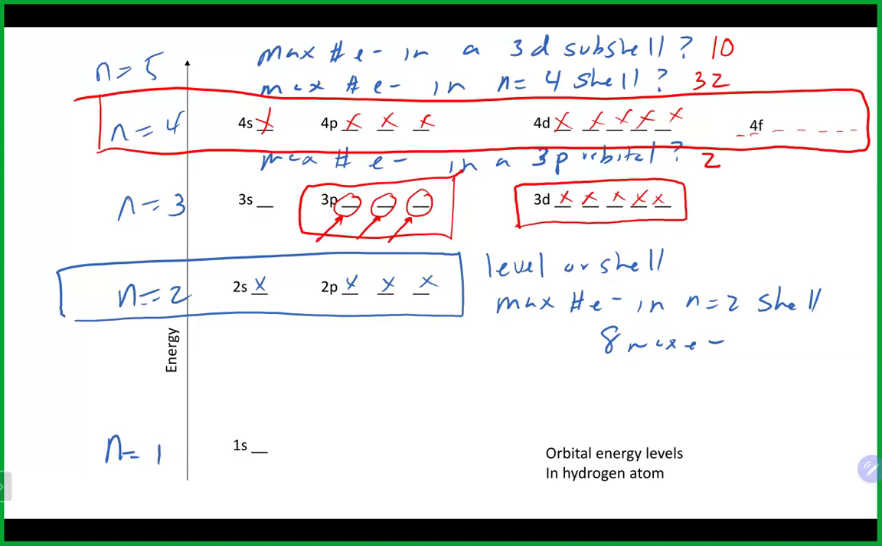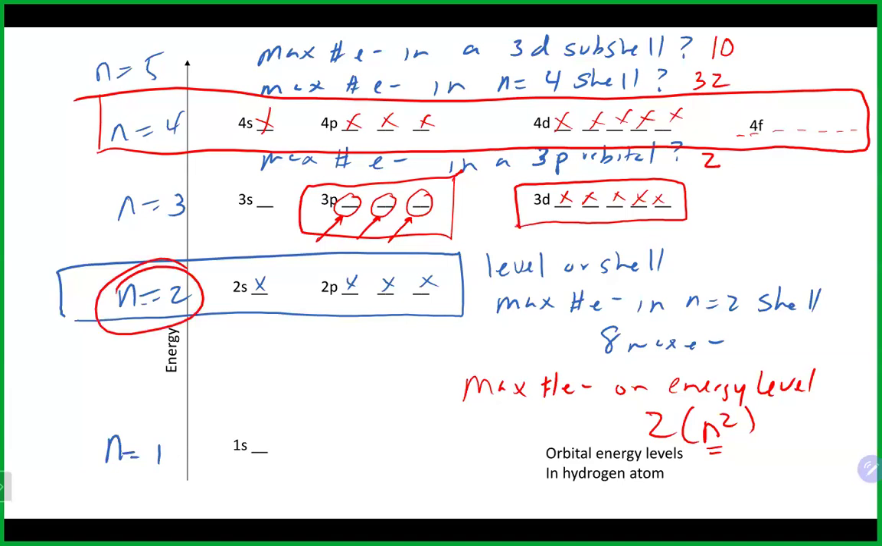Now, you may not want to draw this to figure out how many electrons you could fill up on a particular energy level. If you want to know the maximum number of electrons on an energy level, you basically just take 2 times n squared, n being the principal quantum number. So for example, here, that is the second energy level. You square it first, gives you 4, times 2, which is 8 electrons, which is what we counted up there.